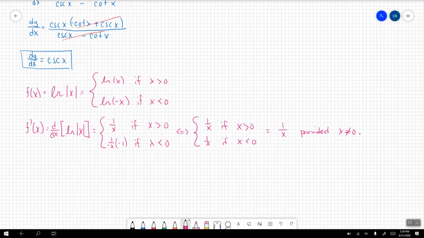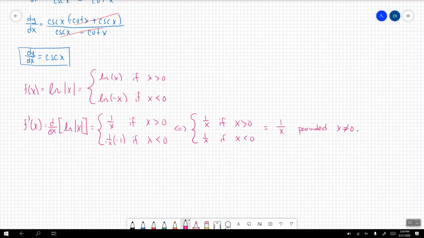So what's really nice about this is that we get this key aspect: whenever we take the derivative of the natural log of the absolute value of x, we naturally just get 1 over x itself. Awesome.